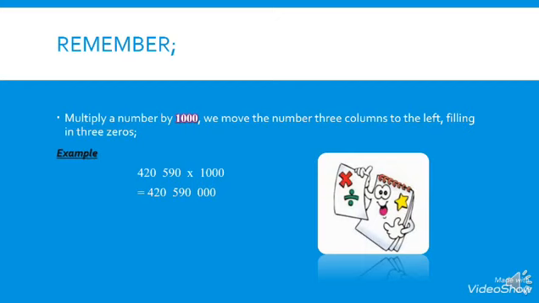Similarly, when we multiply a number by 1000, we move the number 3 columns to the left, filling in 3 zeros. As you can see on the image on your screen, the number 420,590 multiplied by 1000 gives the answer 420,590,000.